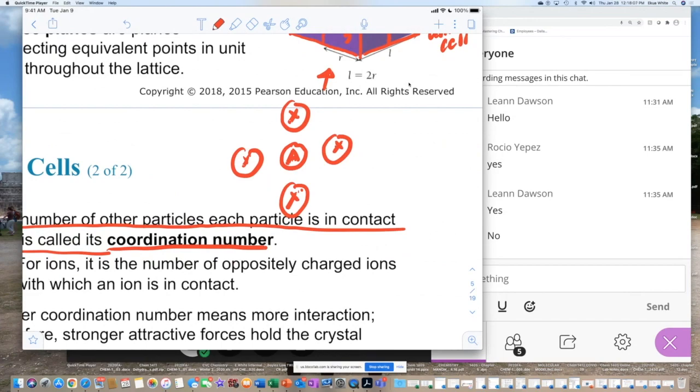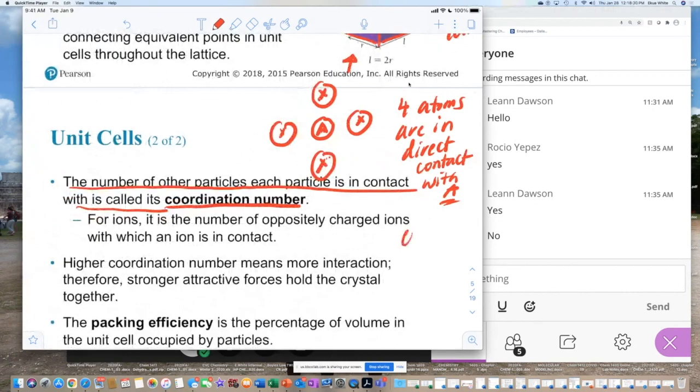The number of atoms based on this picture I have here is 4. Okay, so the way I've drawn this picture, you can conclude the 4 atoms are in direct contact with A. So that means A is the central group I was focusing on. For that reason, A has a coordination number of 4. Okay. Does anybody have any questions?